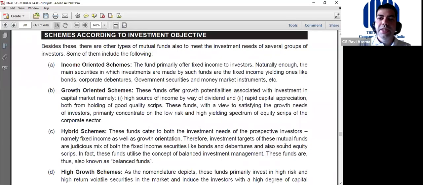Some of the schemes will be income-oriented schemes. Income-oriented means you will invest and there will be fixed income. Say I give you 10 rupees today and you say, okay sir, every month I'll give you rupee one. So I'm happy, it's an income-oriented, fixed income. Growth-oriented is where, besides this, maybe I will give you rupee one in the first month, next month rupee one and a half, maybe after 3 months rupee two.